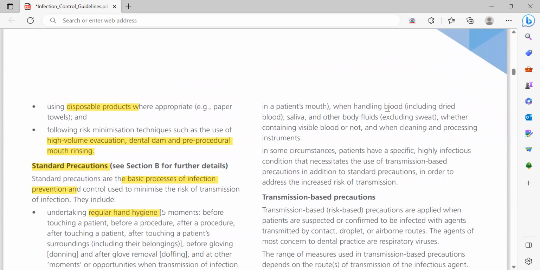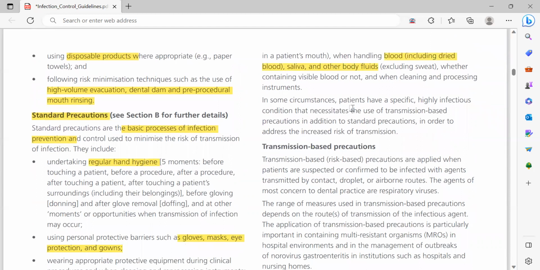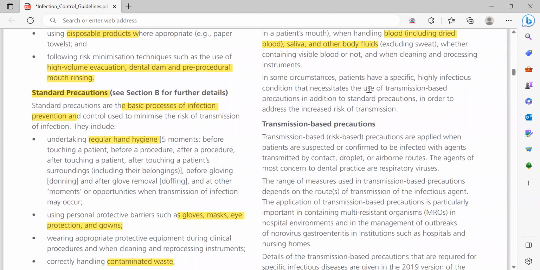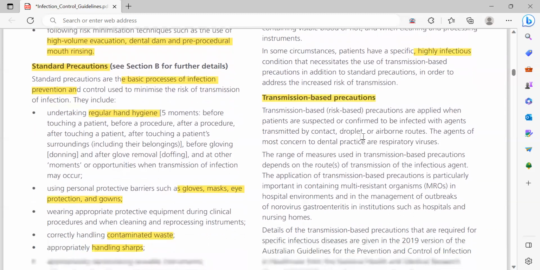Then orthodontic appliances, wax rims, prosthetic work, even anything which has blood or saliva or any other body fluid, excluding sweat, you need to wear the PPE. In certain circumstances, patients have a specific highly infectious condition that necessitates additional precautions. So these precautions you should be following for every patient, but some patients have an additional disease which is highly infectious. So you need to follow the transmission-based precautions for them. For example, for highly infectious diseases, COVID.